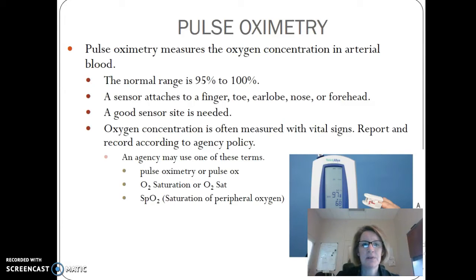Some of these sensors, we have the sensor that you'll be using here in the classroom, but we also have sensors that are more of an adhesive, and those are more accurate because they don't move, they move with the person. So if you have a very active individual, you'll still get a good reading. Oxygen concentration is often measured with the vital signs, and then they are reported and recorded according to your agency.